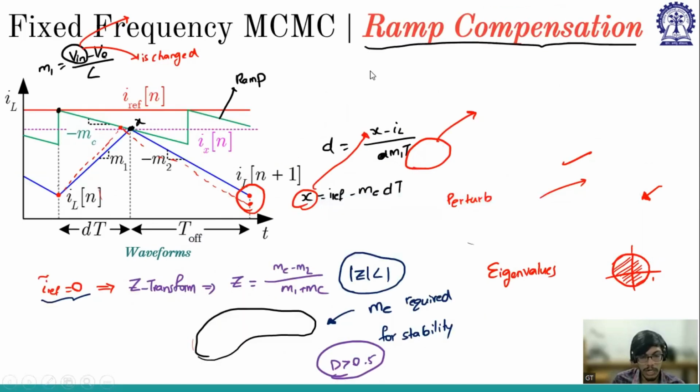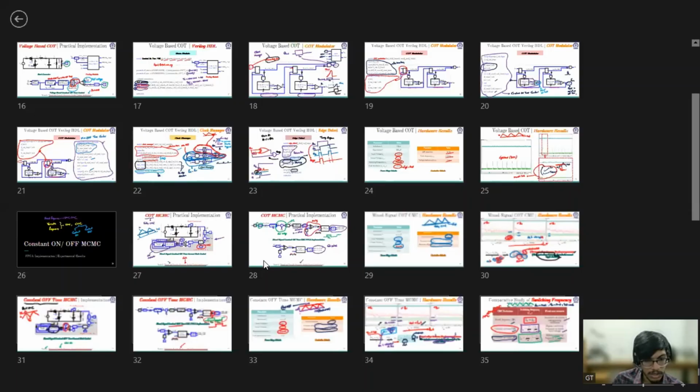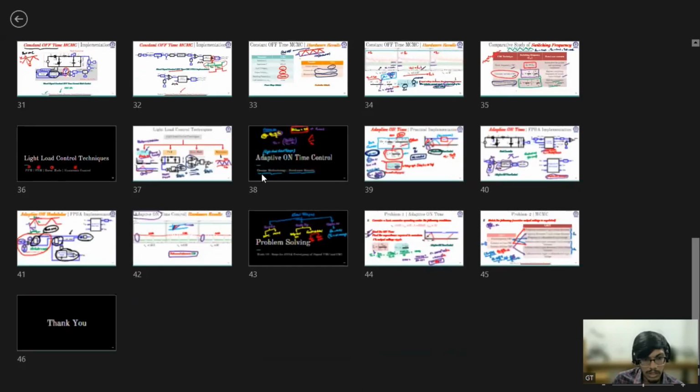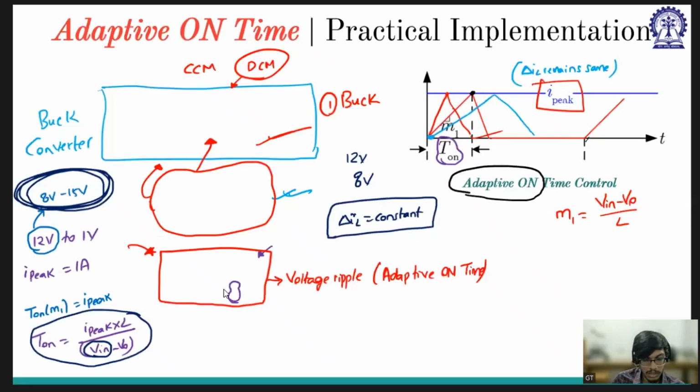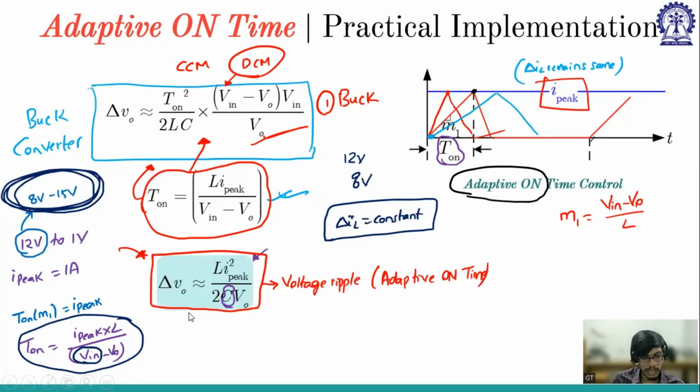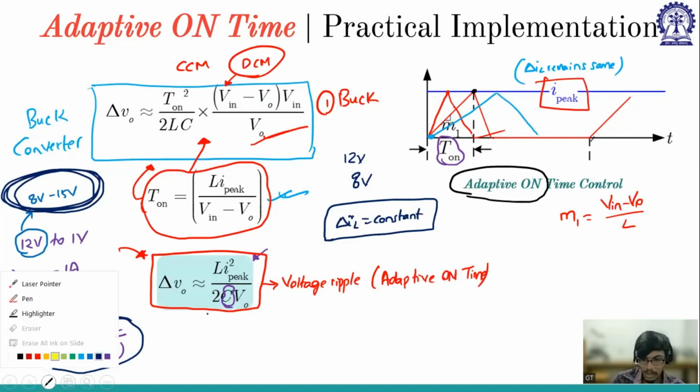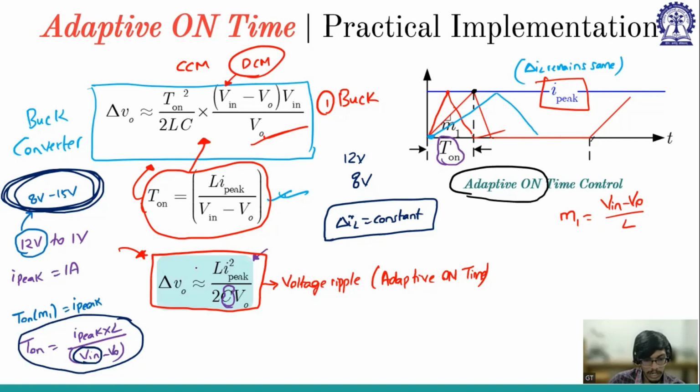Sir, in adaptive on time, the ripple voltage is constant if I peak is constant. Shankar, no, let me go back to that. Yes, sorry, you are right, Shankar. So if I peak is constant, then delta V naught is also constant. Yeah, you are right. Sorry. So if I peak is constant, L is constant, V naught is constant, C is constant, so it is constant. Yeah. Okay. Thanks for pointing this out. You are right.